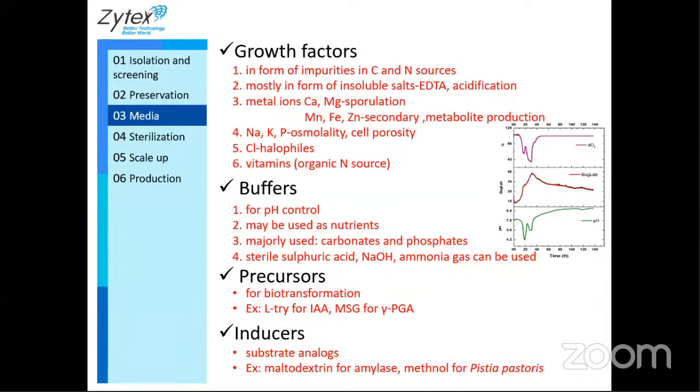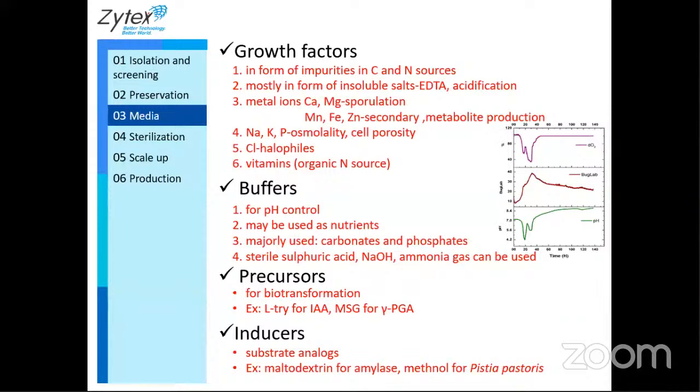Then sodium, potassium, phosphorus, these are used for maintaining osmolality and cell porosity. So if you want enzymes, we have to incorporate these so that the enzymes are secreted out of the cell. Then halides. Now, chlorine is majorly used. Say if your organism is a halophile and you want to grow it in your fermenter, you have to provide it chlorine ions, that is salt. Otherwise, it won't be able to grow. Okay. Then buffer. I have presented a small graph.